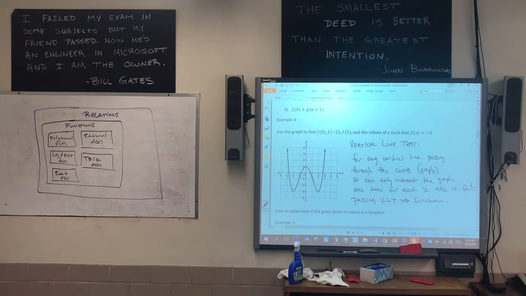Okay, so the vertical line test says for any vertical line passing through the curve or our graph, it can only intersect the graph one time for each x, else it fails. If it intersects twice for a particular x value, it fails, right? And just like anything in mathematics, you could be passing this an infinite number of times and fail it once, and that's enough to say it fails overall.